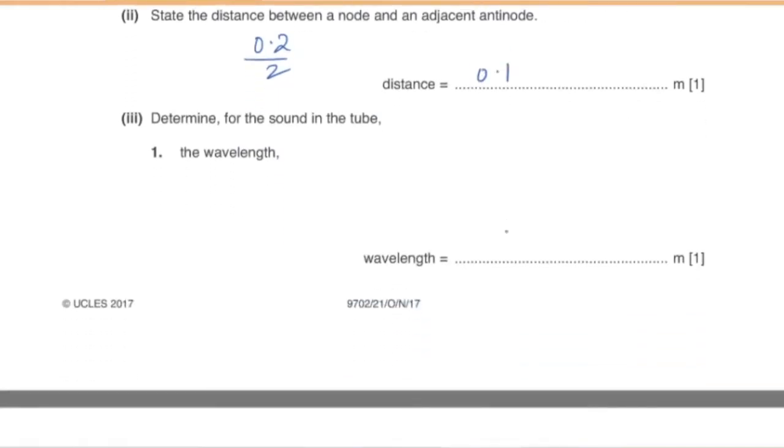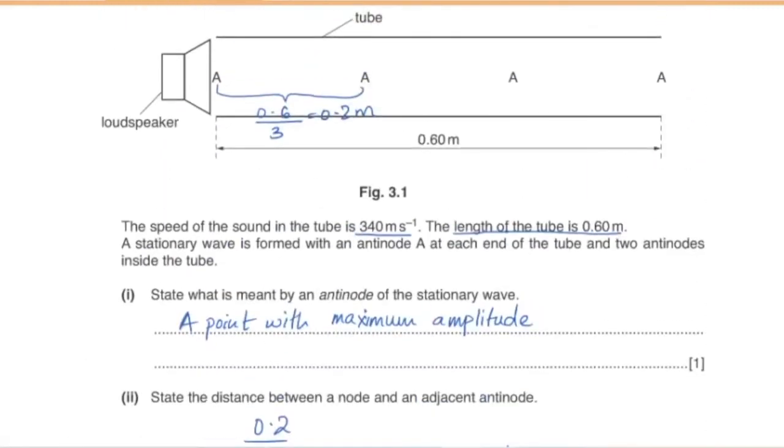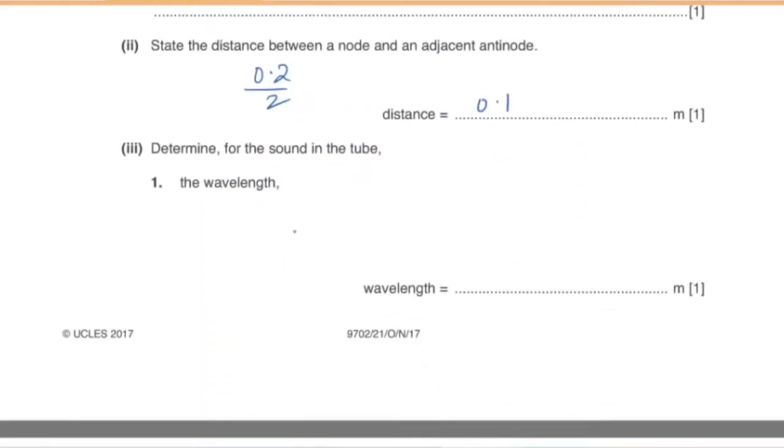Determine for the sound in the tube the wavelength. Distance between 2 adjacent antinodes is 0.2 meters, and that is always half of the wavelength. So lambda by 2 is equal to 0.2. So the wavelength that forms in the tube is 0.4 meters.